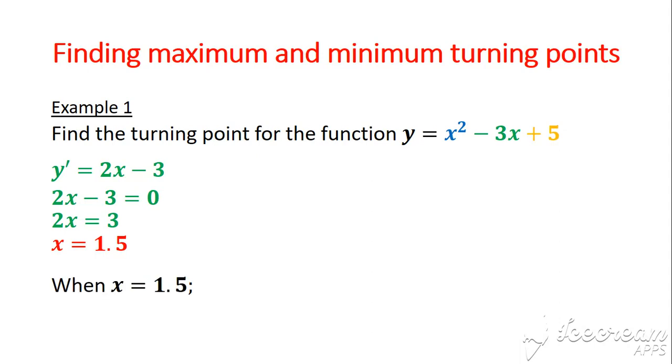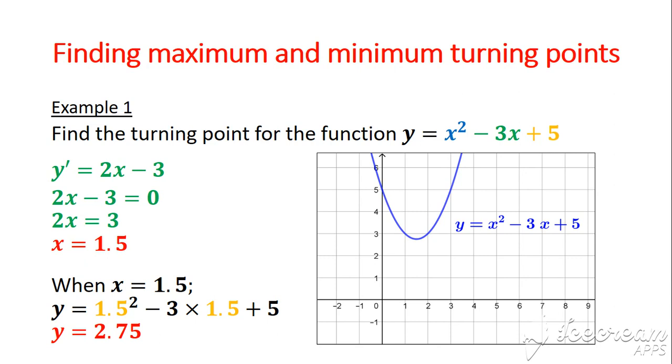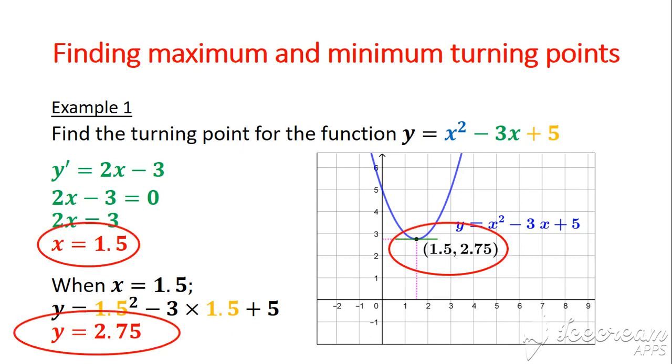Right, when x is 1.5, we're going to go back and put that into the y rule. So y is equal to 1.5 squared minus 3 times 1.5 plus 5. And we're going to get a y value of 2.75. So we've worked out the x and the y coordinate. So here's our function, and we have worked out that the minimum occurs here, and this is at the point 1.5, 2.75. That's the coordinate of the turning point.